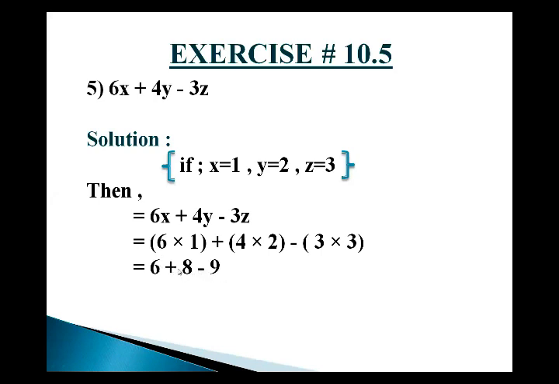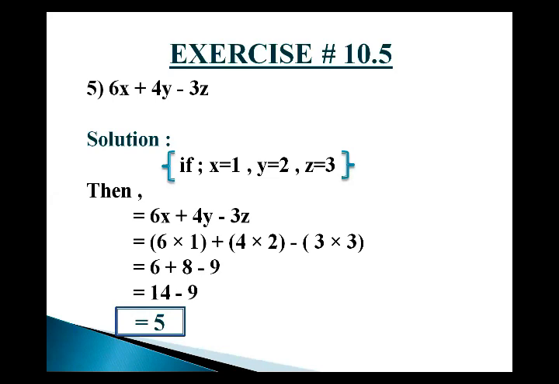Okay, after solving the multiplication operation, you have to solve the addition operation. Then you solve the addition between 6 and 8. 6 plus 8 is equal to 14, then minus 9. After solving the addition you just subtract both these numbers. Then 14 minus 9 is equal to 5. Okay, hope you all understand. You have to follow all these steps and solve the remaining questions in your fair copy by using these steps.